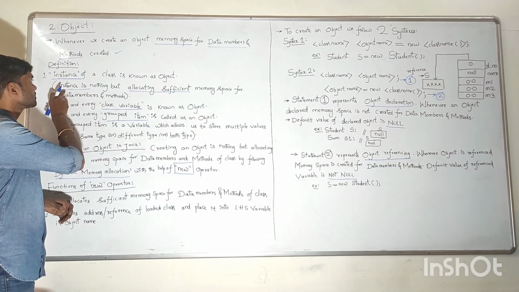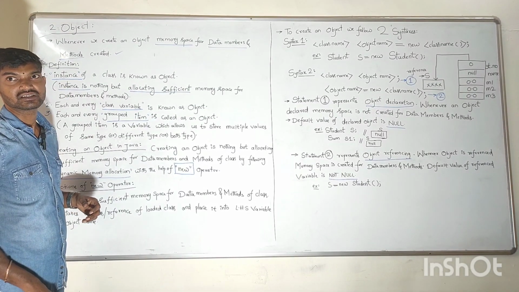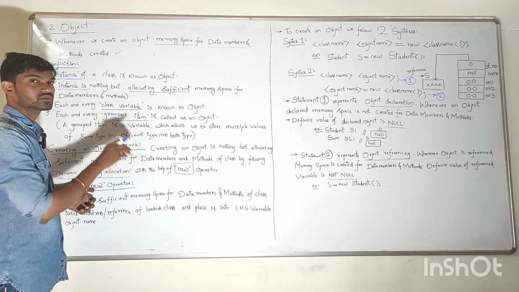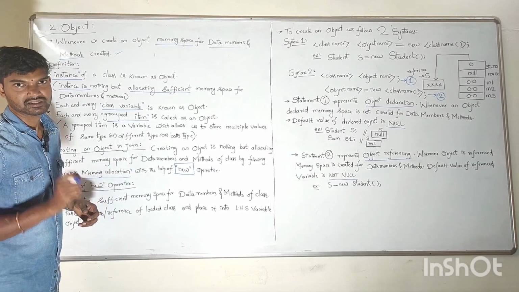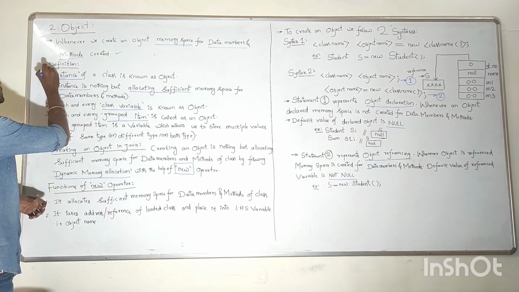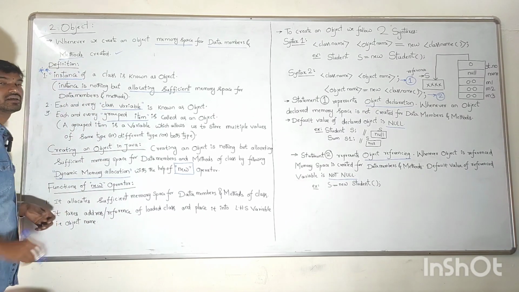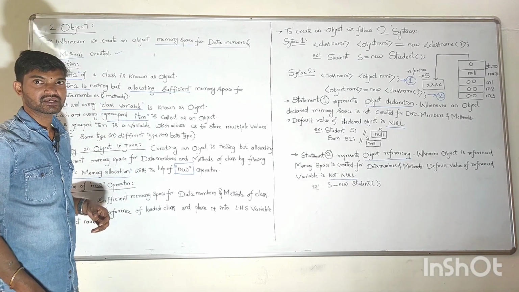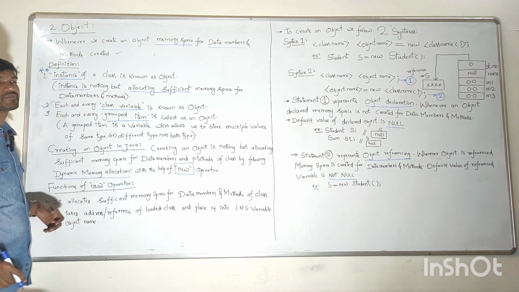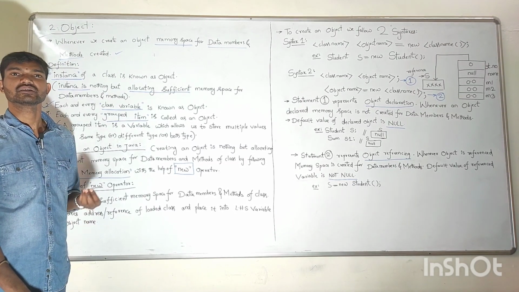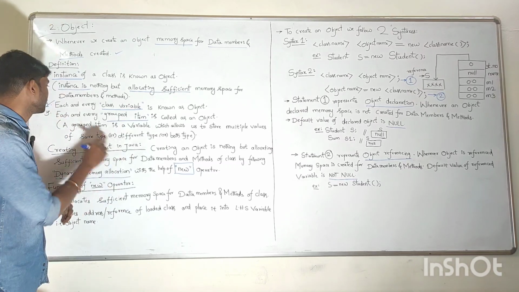I'll explain what an instance is. An instance is nothing but allocating a suitable amount of memory space for data members and methods of a class. This is a very important and fundamental definition of an object. Instance of a class is known as an object. And the second definition is each and every class variable is known as an object.